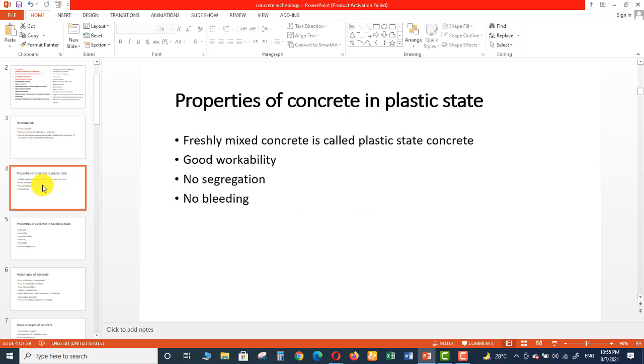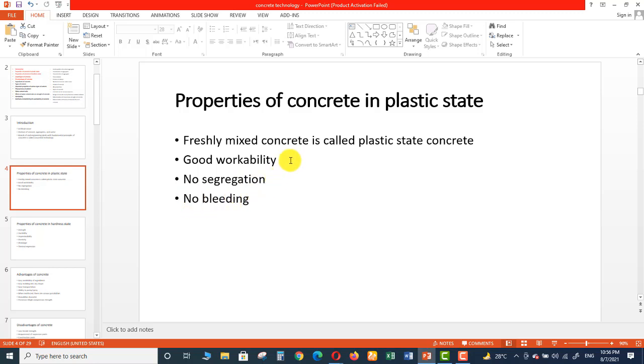So let's see what actually is plastic state, and what are the properties of concrete when it is in plastic state. Which kind of concrete do we call plastic state concrete? The concrete which is freshly mixed. Freshly mixed concrete is called plastic state concrete, right? And concrete in plastic state possesses various properties: it should have good workability, no segregation, and no bleeding, right?